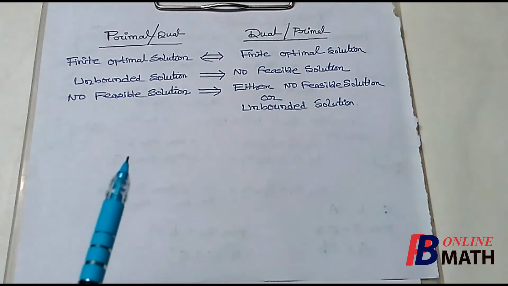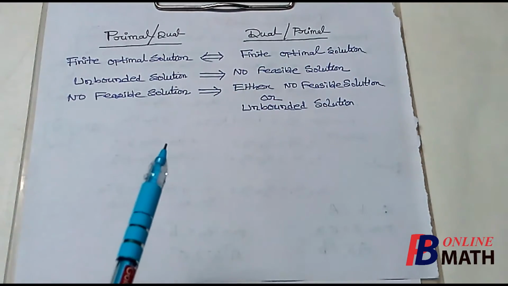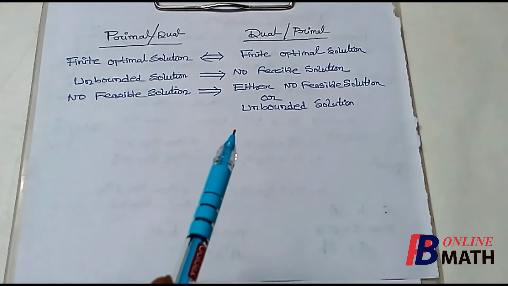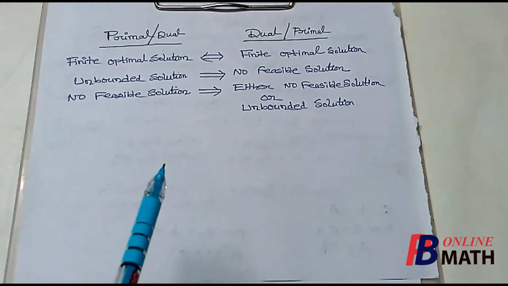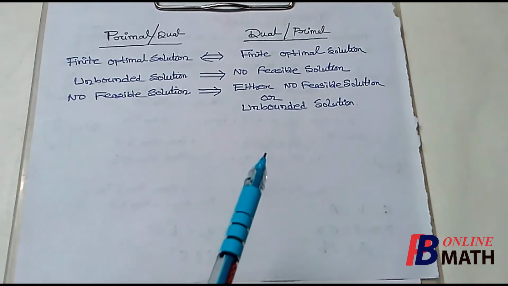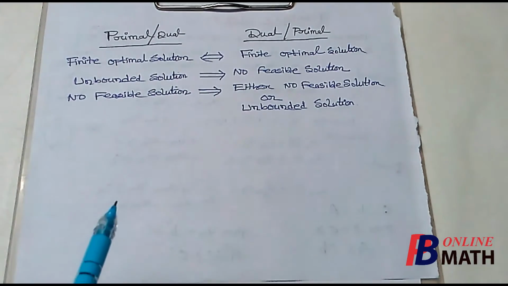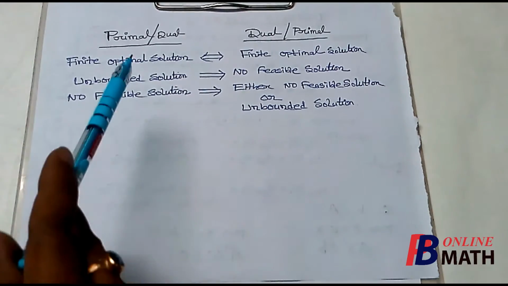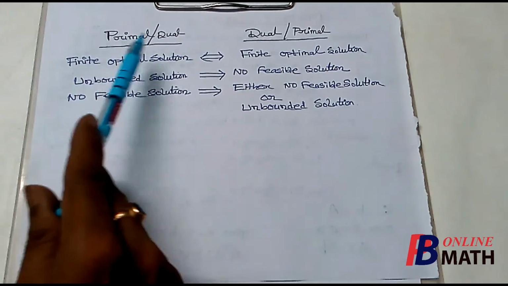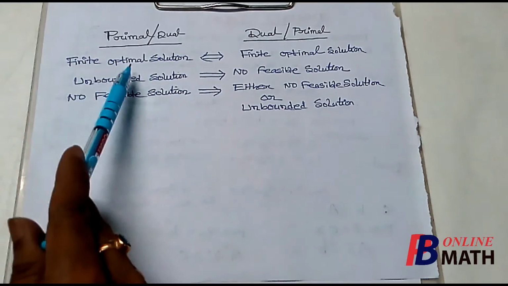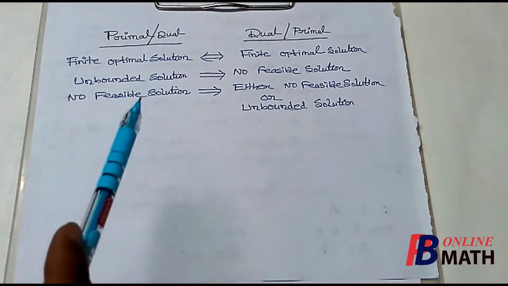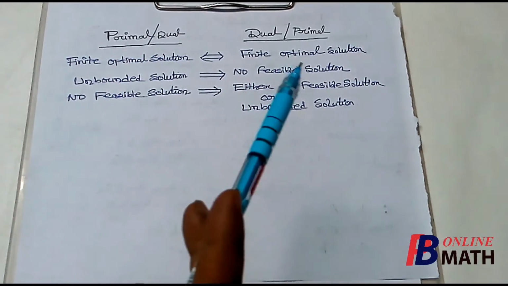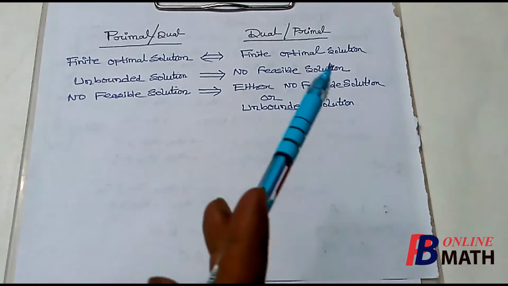Now in the next part we shall prove one theorem, that is, the dual of the dual is the primal itself. That means if we find the dual of a primal problem and again we take the dual of the dual problem, then we will get back the primal problem. So the dual of the dual will be again the primal problem. That means if one of the primal or dual problems has a finite optimal solution, then the other must have a finite optimal solution. This is the first deduction.